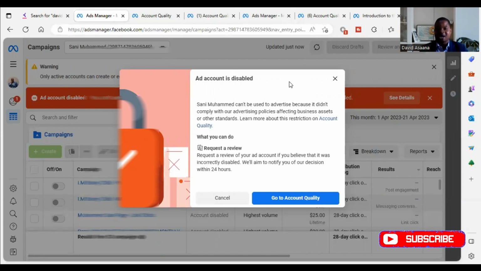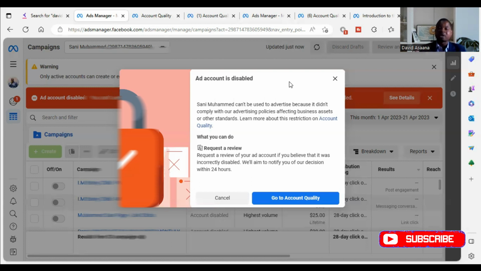Now, the user account is the highest form of restriction. With the user account, you cannot run any advert, even if your page or ad account are active. So if your user account is restricted, by default your ad account and all your advertising assets are also restricted. If it is a page, you can still advertise with a different page. If it is an ad account, you can still advertise with a different ad account. If it's a business manager, you can still advertise with a different business manager. However, if it is a user account, you can't advertise until you are reinstated.